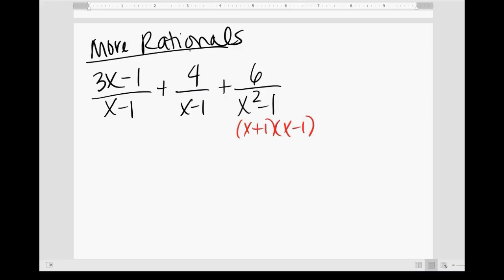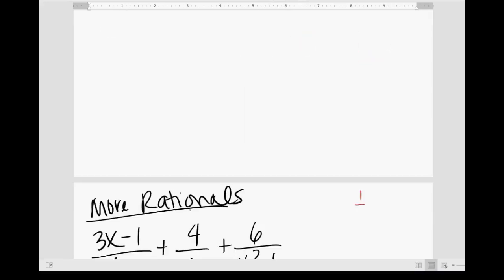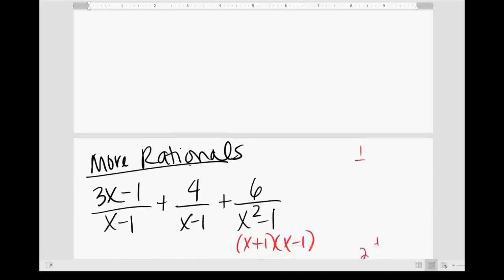So we want for all of these rationals to have the same thing in the denominator. Just like if you had like 1/2 plus, oh my gosh, why is it doing that?